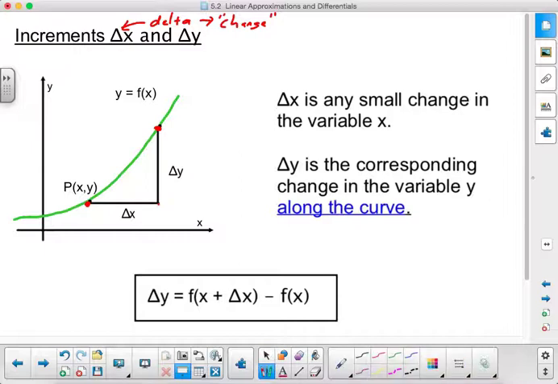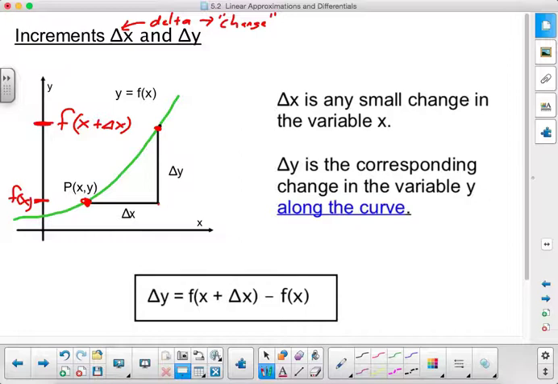Because of this, we can actually write a formula for delta y. If this point is f of x, a y value, then this point up here is f of x plus delta x, that height right there. Does that make sense? So how do I get a delta y? It's just the difference between those two.